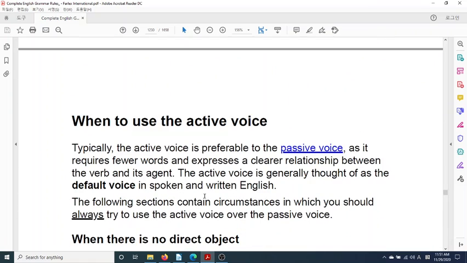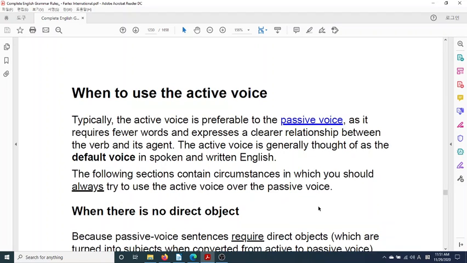All right. When to use the active voice? Well, this is the default. This is the normal, regular way to speak, so most of the time. Typically, the active voice is preferable to the passive voice, as it requires fewer words and expresses a clearer relationship between the verb and its agent. It has a very straightforward structure. If your sentences are easier to understand, you will communicate better. The active voice is generally thought of as the default, right? The regular voice in spoken and written English.